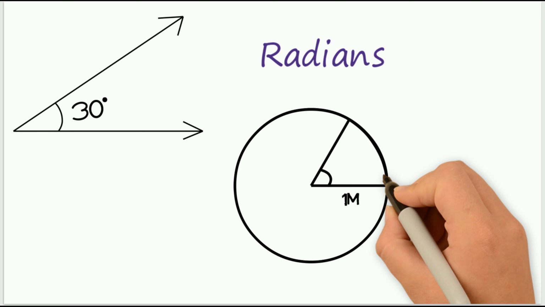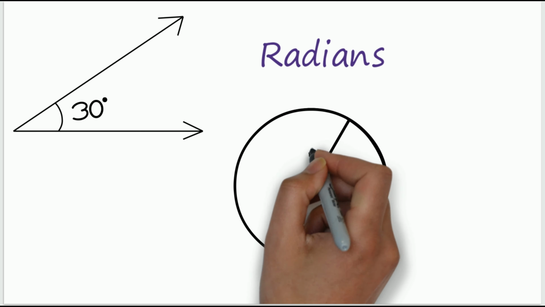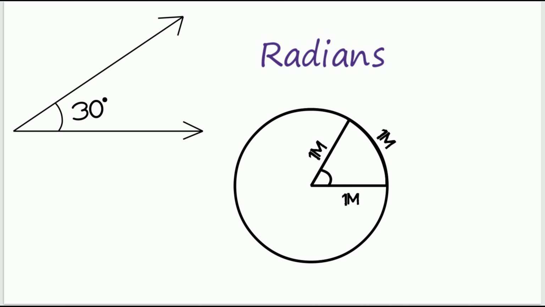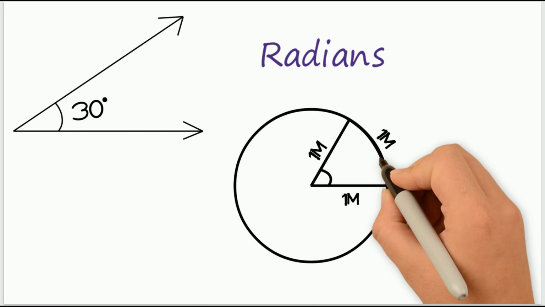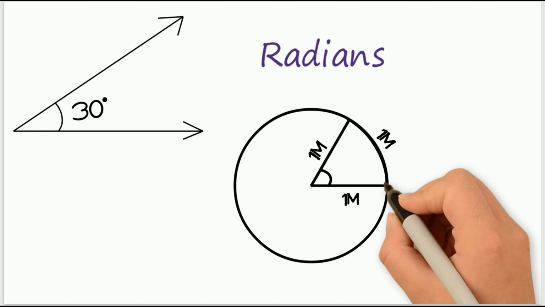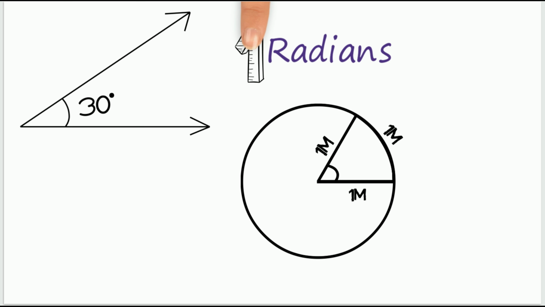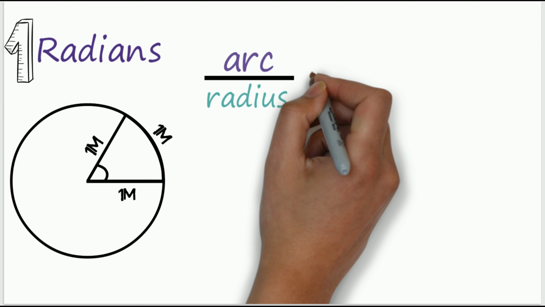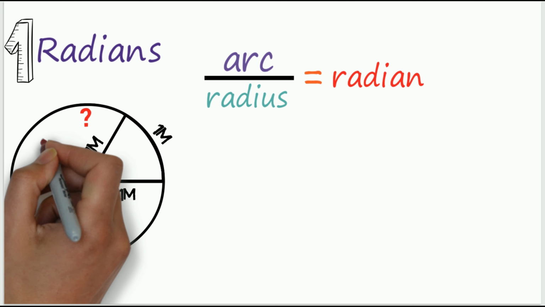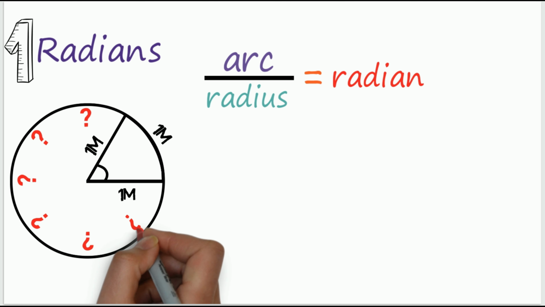Now we have a sector of the circle, and if you notice, you'll know that all the sides are equal. So when we have an arc whose length is equal to the radius, we take this to be 1 radian. So the expression becomes arc by radius. But how many such sectors will we need to complete the circle?